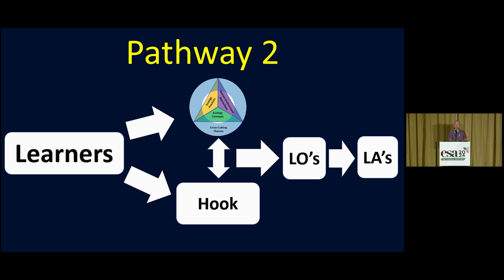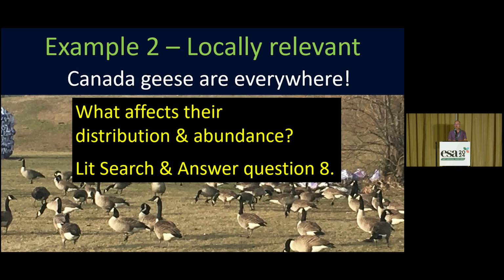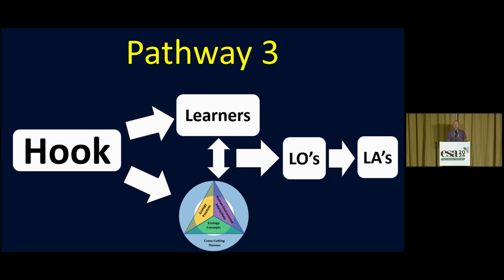Pathway 2, thinking about how the learners are going to influence what you want to teach through 4DE, and the population of learners influencing your hook choices, then leading to more formalized learning outcomes and learning activities. An example here is my students in Rhode Island, lots of non-majors in my class. They see a lot of Canada geese, as I saw this morning on the beach. They really are everywhere. But what affects why they're everywhere and why they're certainly not in some places?